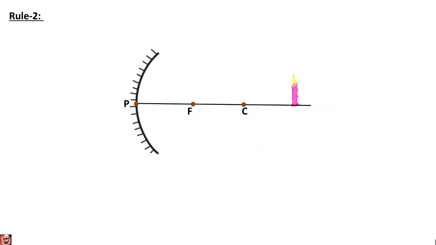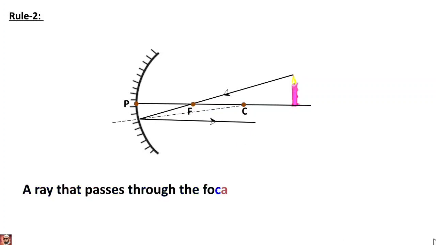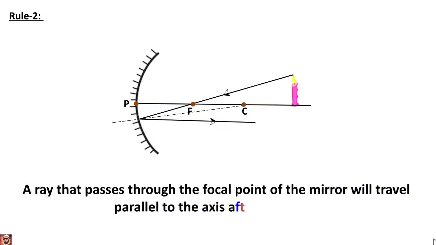When the incident ray is passing through the focus, the reflected ray is parallel to the principal axis. This is the incident ray, this is the reflected ray. And this rule says that the ray which passes through the focal point of the mirror will travel parallel to the axis, that means the principal axis, after reflection. Rule 3.